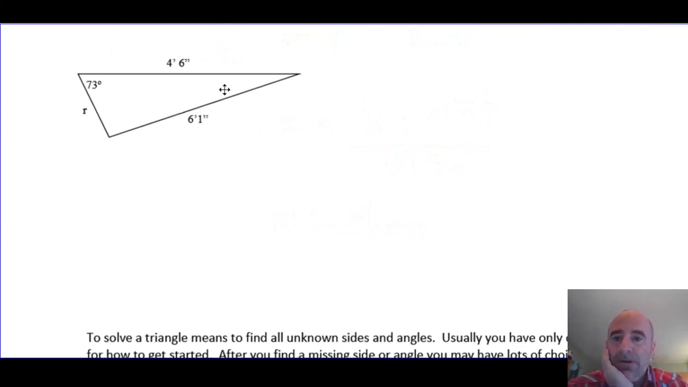Okay, so we don't have a right triangle here. So we're not going to use Sohcahtoa. Do we have side, angle, side? No, we don't. And we don't have all three sides. So this has got to be a sine law question.